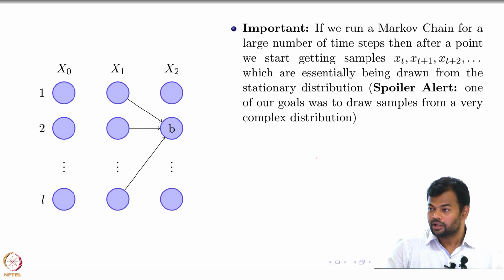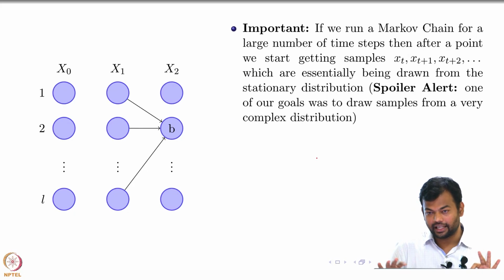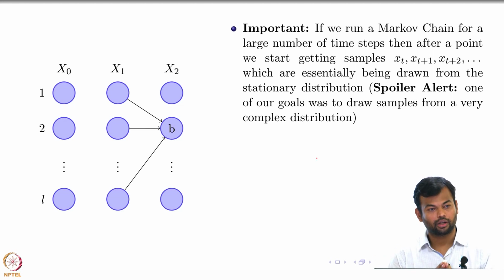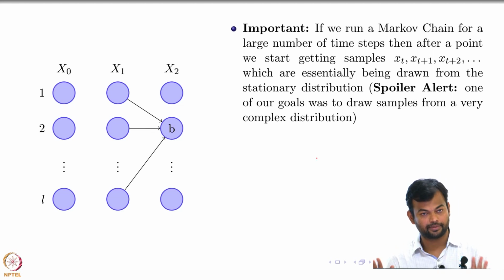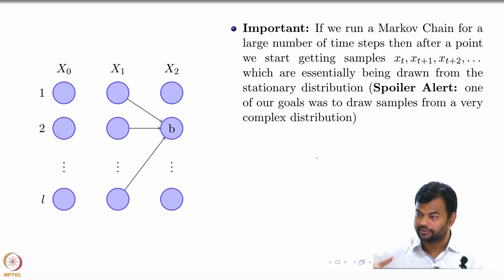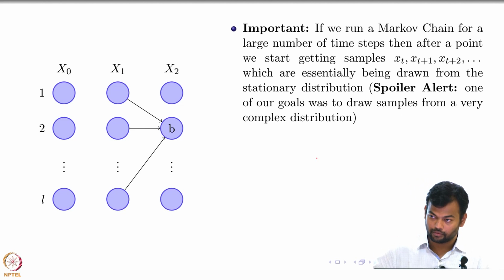Okay. So now this is the important takeaway from here. If we run a Markov chain for a large number of time steps such that it reaches its stationary distribution, from that time step onwards, all the samples come from the same distribution. And why do we care about this? What's the spoiler alert here?